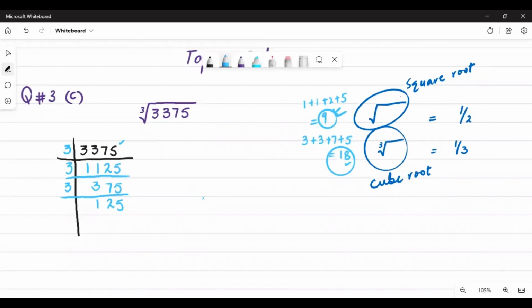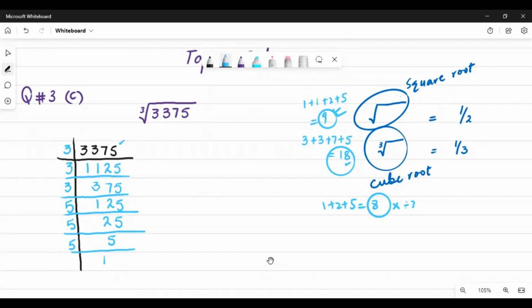Now 5 plus 2 is 7, plus 1 is 8. 1 plus 2 plus 5 equals 8. 8 is not divisible by 3. So we will move to the next prime number, which is 5. Let's try it with 5. 5 twos are 10. 5 fives are 25. Again with 5. 5 fives are 25. And one more time, we still have the number 5 with us, so we can do it one more time. 5 ones are 5. When you get the last digit 1, it means the time has come to find the cube root.